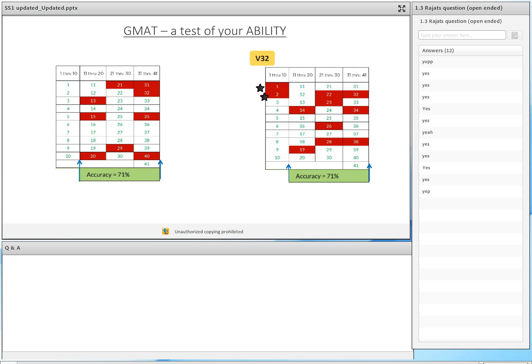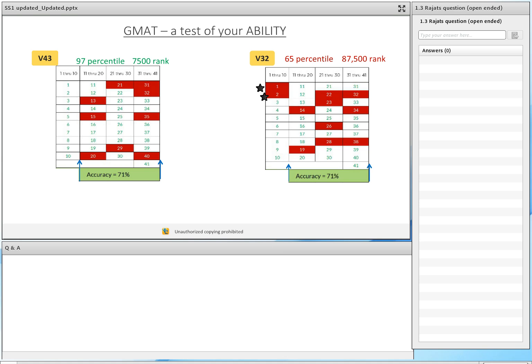Now let's look at the scores that they received. Student 2 got a score of V32, which is 65 percentile. Student 1 got a V43, which is 97 percentile. Now, for those of you who are focused on accuracy, a lot of you may be thinking, okay, this is really harsh. A difference of 2 questions and a difference in rank of 80,000 students. How many of you are thinking that? That, hey, this seems really, really harsh. I make 2 mistakes and my rank goes back 80,000 students.